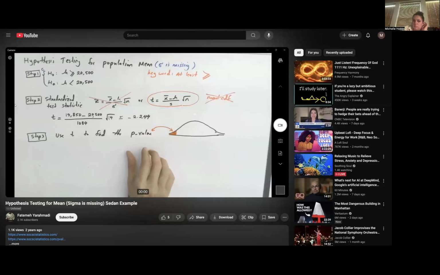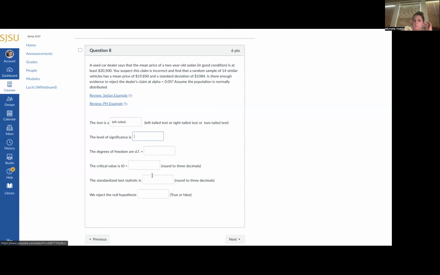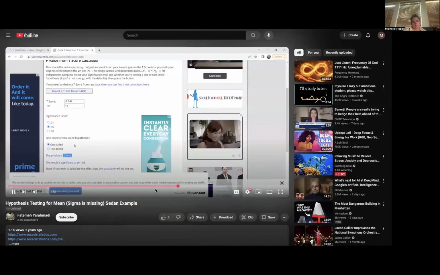You have two options. You can use an online calculator like this website. You can enter your t-score here, the degrees of freedom, which is n minus 1, and the significance level, which is 5%. Since you have a one-tailed graph, use one tail, and the p-value is going to be 0.02144. This is the website that you're using.